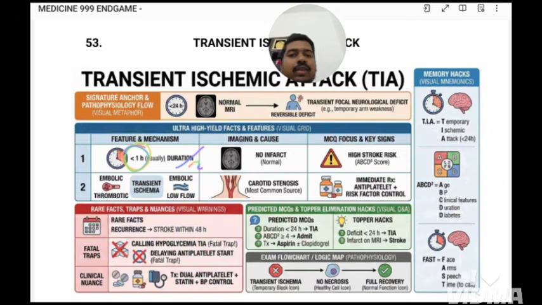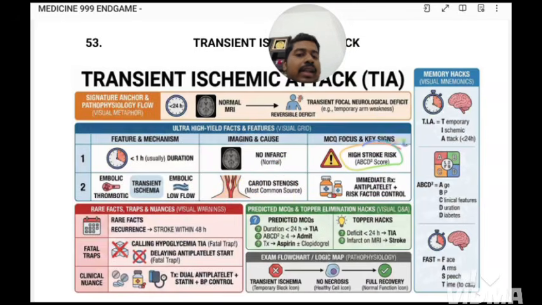Usually it is less than 1 hour in duration, within which it gets reversed. It could be because of embolic or thrombotic causes. There is transient ischemia, after which circulation is restored, so there is no infarct. The most common source is carotid stenosis. Remember, carotid stenosis is the most common source for transient ischemic attack.